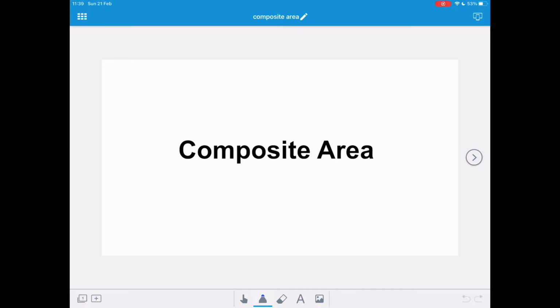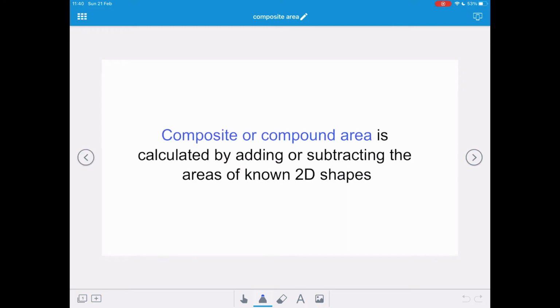In this video, we're going to look at finding the composite area of 2D shapes, sometimes known as compound area. Now, composite or compound area is calculated by adding or subtracting the areas of known 2D shapes.